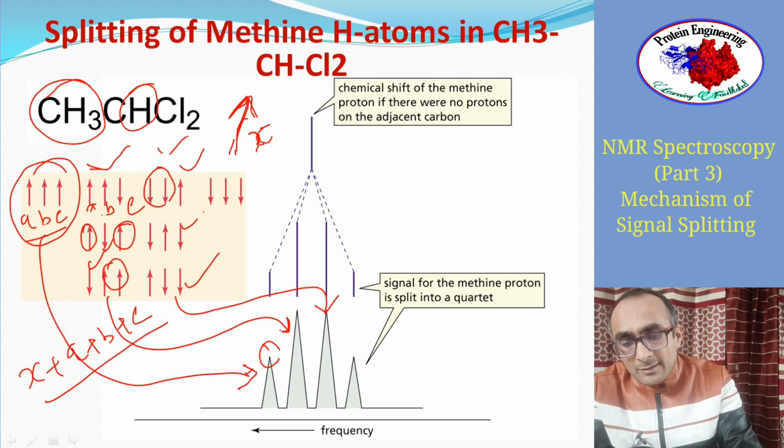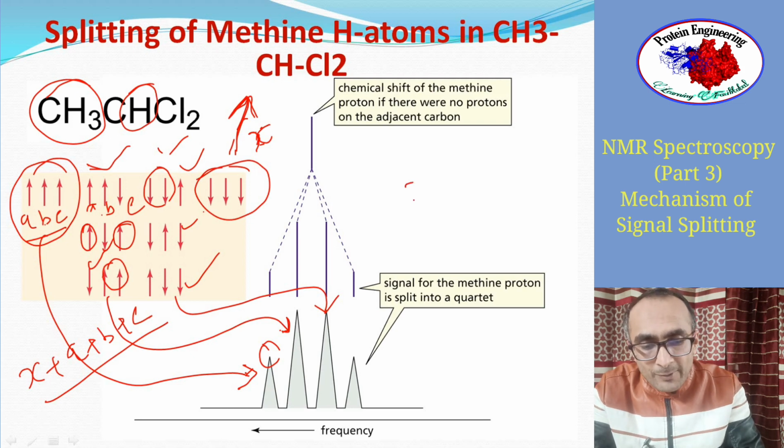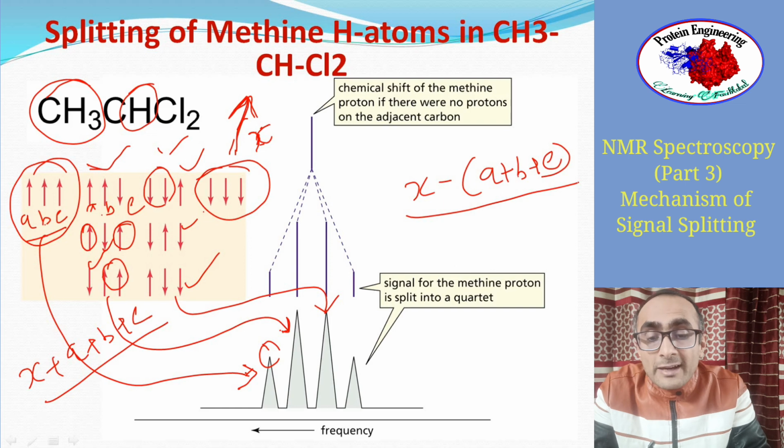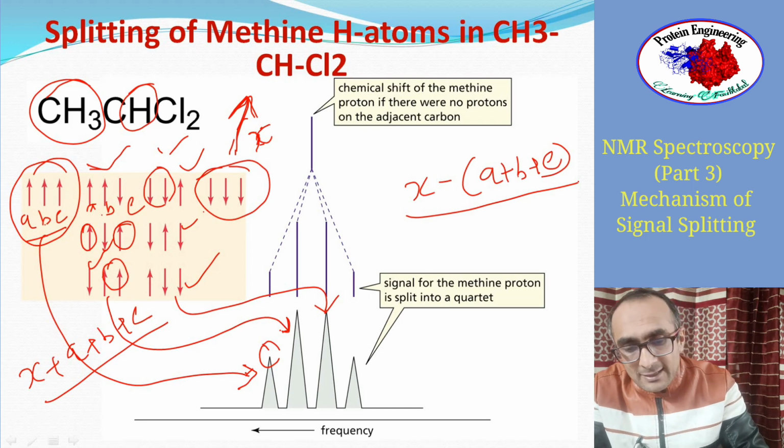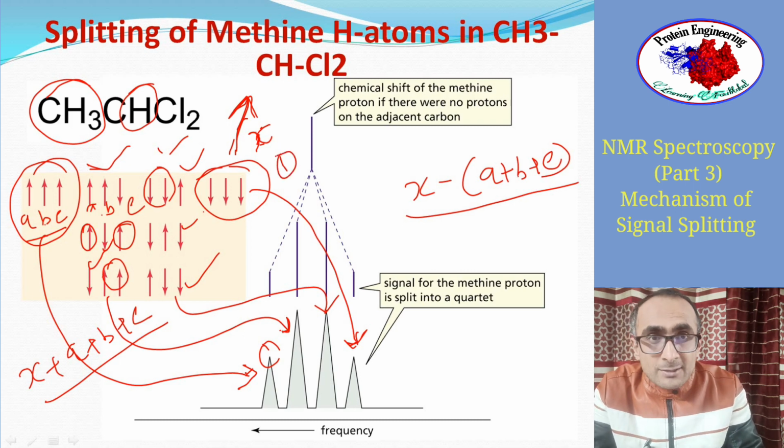And similarly, the last possibility is that all the 3 protons of the methyl group are lined up opposite to the applied magnetic field. In that case, the net magnetic field felt would be X minus A plus B plus C. That would be the least magnetic field felt by the CH proton when all the 3 protons of the methyl group are lined up against the applied magnetic field. So the peak would be more and more upfield, and you get this another peak. And because there is only one possibility, the peak height is also less.